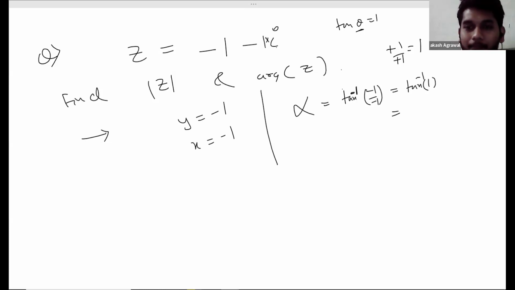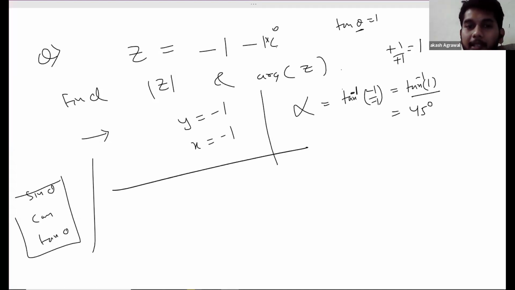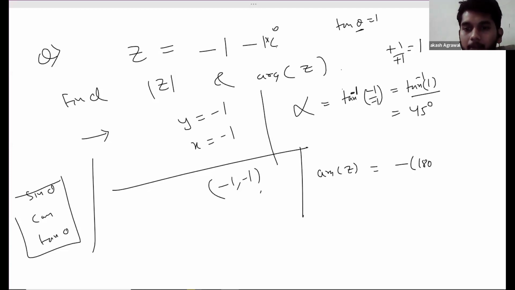Okay? Okay, sir. सब याद रखने की जरूरत नहीं पड़ती हमें. Just remember sin, cos, and tan. So at 45 degree, this is 1. Okay? So what quadrant does it lie in? -1, -1? The third quadrant. In third quadrant, argument of z is minus 180 plus alpha. Very good. Minus 180 plus 45. So minus 135. Okay.